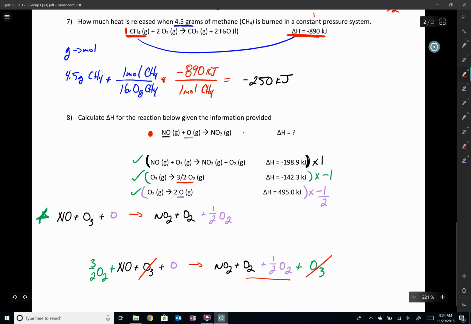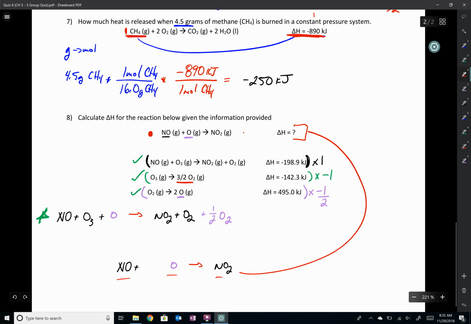O2 plus 1/2 O2 is 3 halves O2. So 3 halves O2 cancels out with 3 halves O2. If we erase everything we crossed out, there's that, there's that. That's crossed out, all this. What do we have left over? NO plus O goes to make NO2, which is exactly the same as what we want up there.